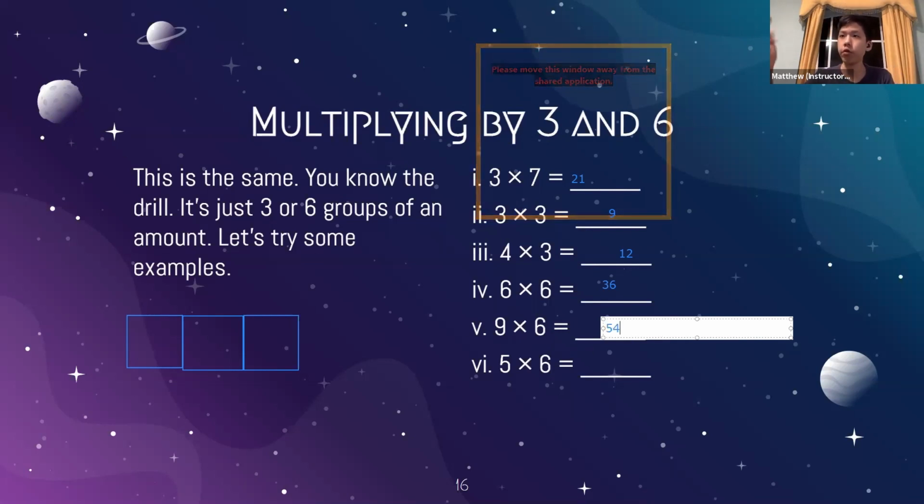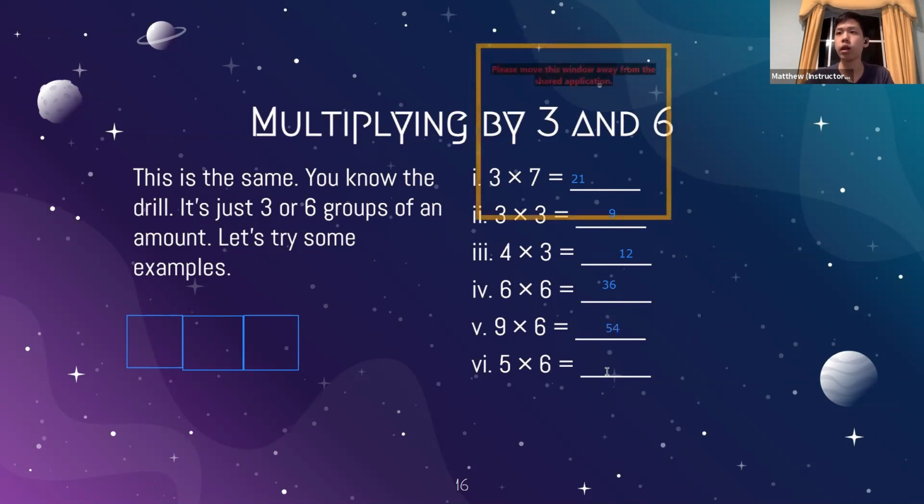9 times 6 would be 54. It's fine that you guys knew that, but you could say it's 6 plus 6, which is 12, plus 6 again, which is 18, plus 6 again, which is 24, plus 6, which is 30, and repeat that. If you do that 9 times, you get 54. Or you can do 9 plus 9, which is 18, plus 9, which is 27, plus 9, which is 36, plus 9, which is 45, and plus 9 again, which is 54, which is 9 groups of 6, or 6 groups of 9.